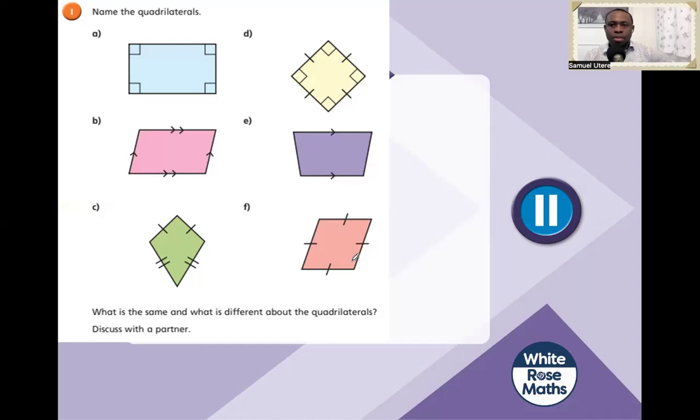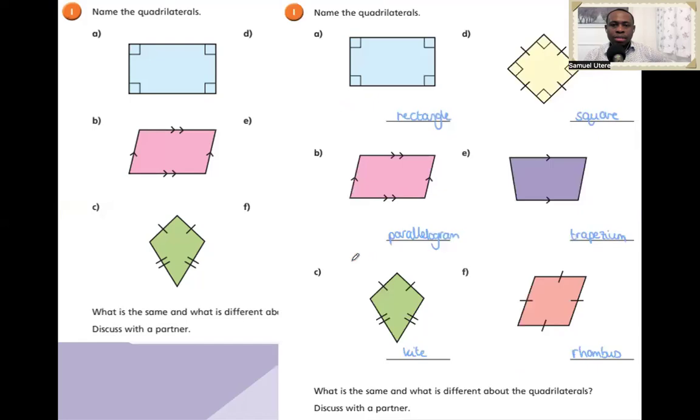Assuming you've paused the video and you've answered the questions, here are the answers. So for question 1, you were asked to name the quadrilaterals. So by now, you should have mastered the quadrilaterals, know their names, and know what they look like. So these are the quadrilaterals. So this is a rhombus, that's a trapezium, parallelogram, square, and a rectangle. Have you noticed the difference between the square and the rhombus? So never you make that mistake. And have you noticed the difference between the rectangle and the parallelogram?